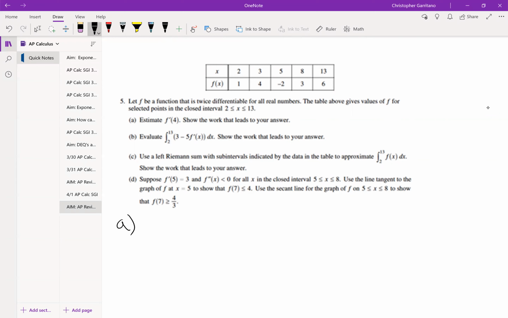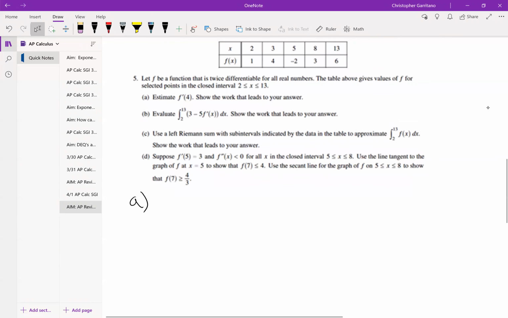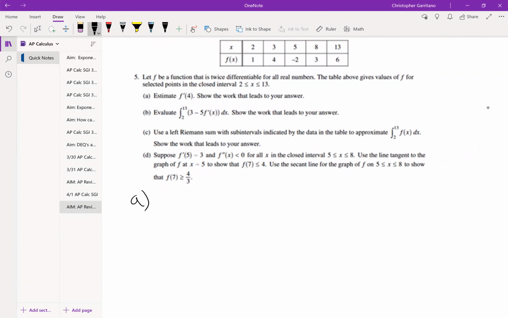F is a function which is twice differentiable. So the fact that the function is twice differentiable means the function itself is continuous, and so is its derivative. So the function and its derivative are continuous, and of course we just have certain points along this curve. All right, part A asks us to estimate f prime of 4. Well, let's say you're given a curve f prime of a certain point, let's say here x equals 4.